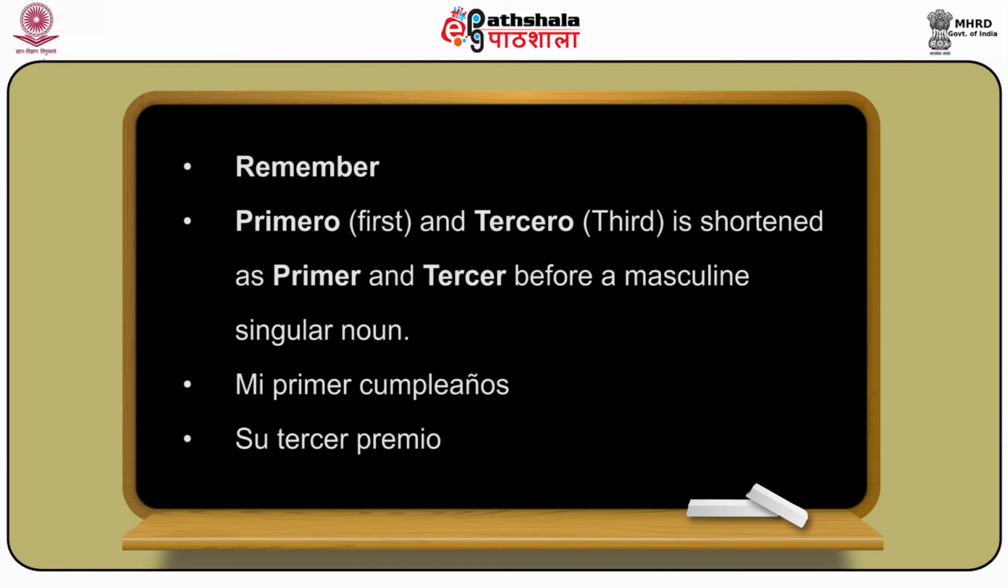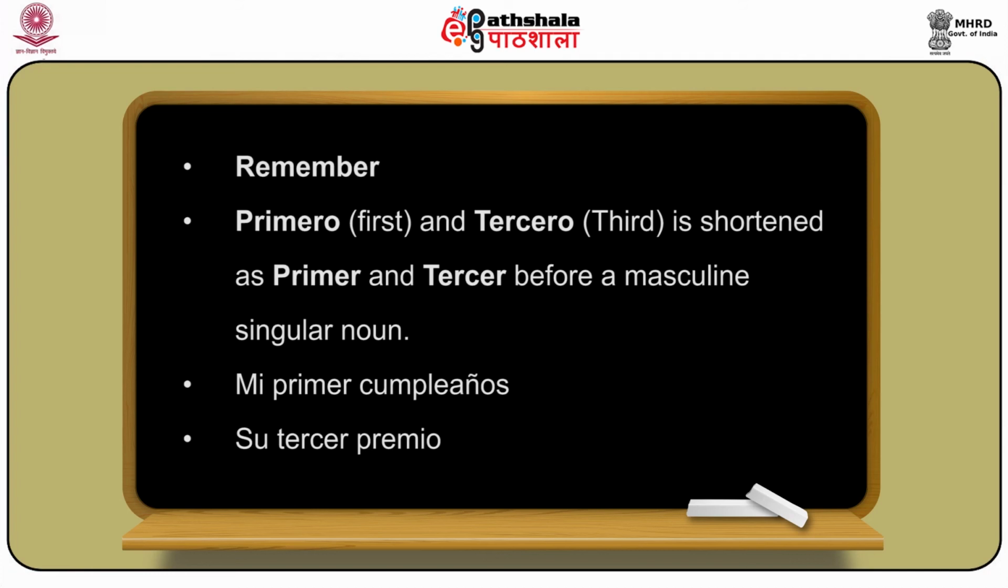And while talking about the ordinal numbers, there is one exception, that is the first and third that you have learned, that is primero and tercero. When it comes before a masculine singular noun, it will become primer and tercer. For example, my birthday in Spanish is said as el cumpleaños, that is singular. So if you want to say my first birthday, it will be said as mi primer cumpleaños. And same way, if we want to say my third birthday, it will be mi tercer cumpleaños.